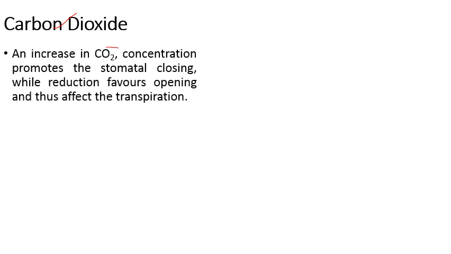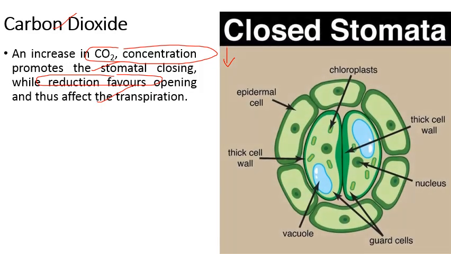The next important factor is carbon dioxide. So an increase in CO2 concentration promotes stomatal closing. Stomata close होंगे तो rate of transpiration decrease हो जाएगा, while reduction of CO2 favors the opening and thus affects the rate of transpiration in this way. So greater concentration of carbon dioxide leads to stomatal closure and there is a decrease in the rate of transpiration, while if this concentration is very low, it favors stomatal opening and the rate of transpiration gets increased.